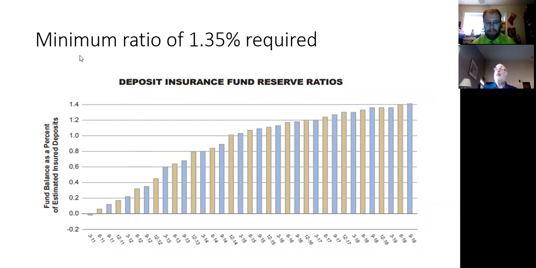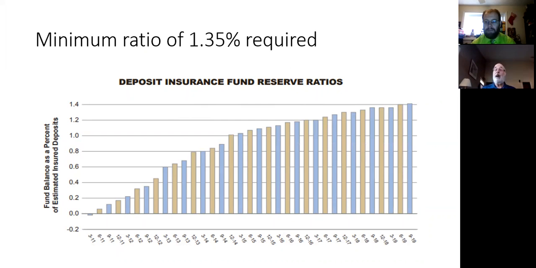So under the law, the FDIC is required to maintain a minimum ratio of 1.35%. So they're currently above that. They're allowed to go above it based upon what they see as the overall risk in banking. So if they think there's still more risk in the 1.4% they have, they can continue to charge banks and build that fund.